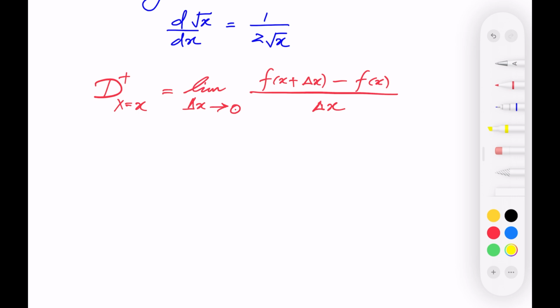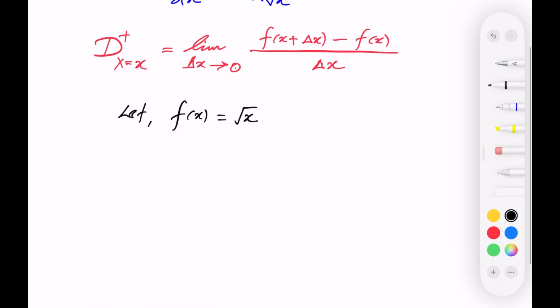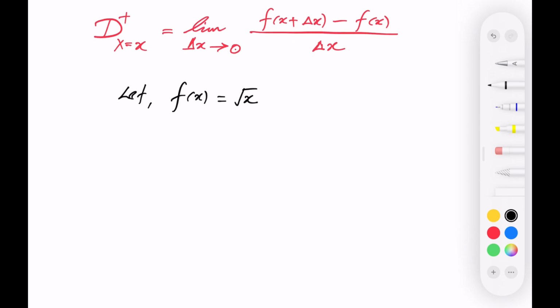which means in order to apply first principles, I need to figure out a function f of x. That function always is the given function to differentiate. Therefore, I'm going to let f of x be square root x. Then in order to use our right-hand differentiability equation, the first principles equation, I need to write down f of x plus delta x as well. F of x plus delta x is going to be equal to, all I have to do is to replace this x by x plus delta x. Then I get square root x plus delta x.